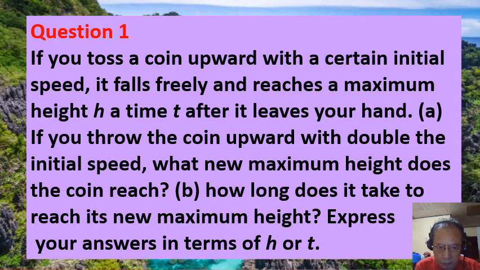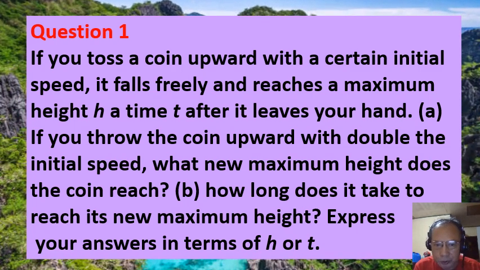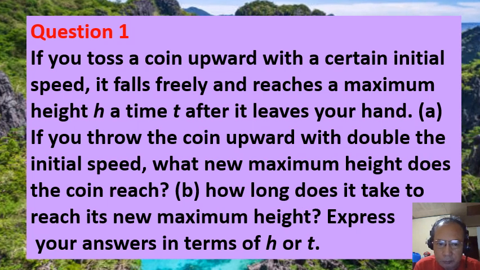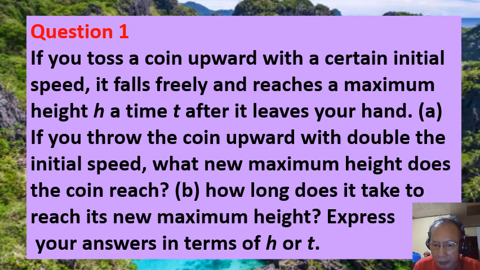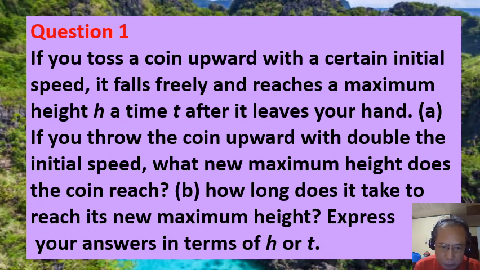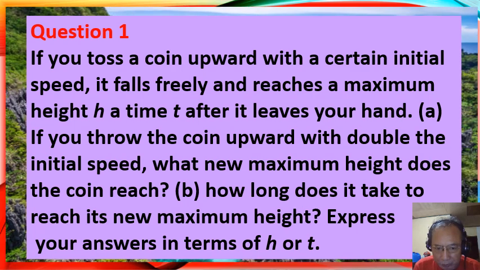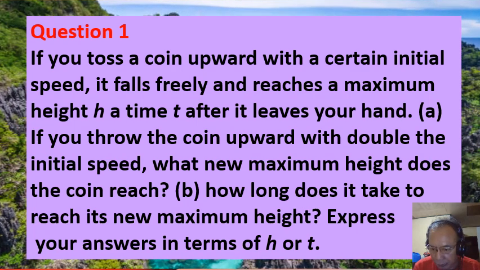Question number one. If you toss a coin upward with a certain initial speed, it falls freely and reaches a maximum height denoted by small letter h, a time t denoted by small letter t after it leaves your hand.